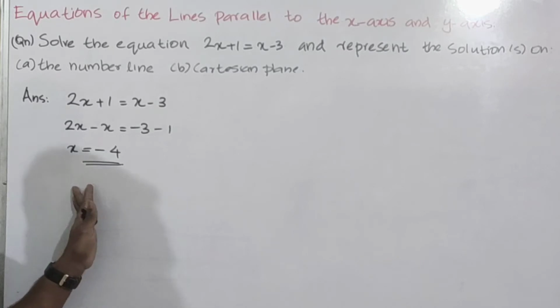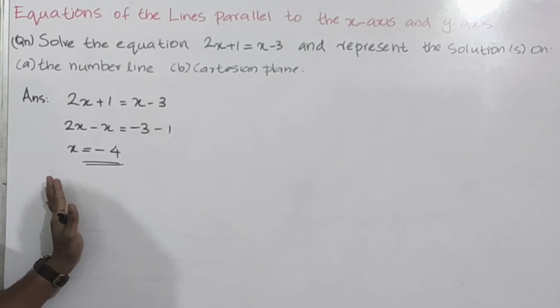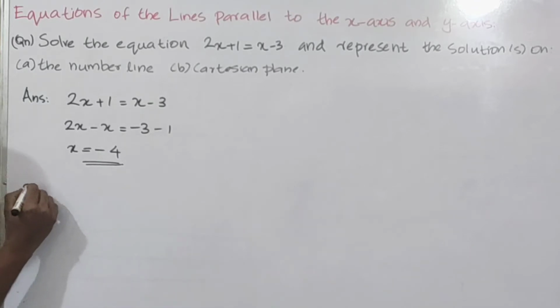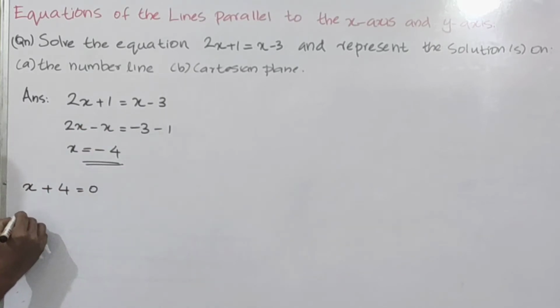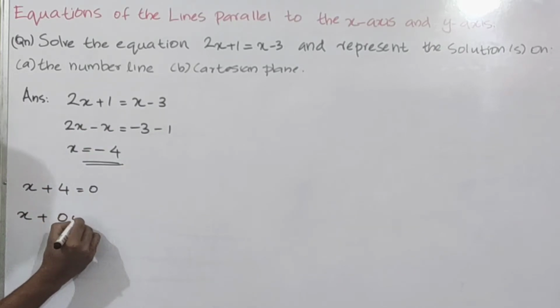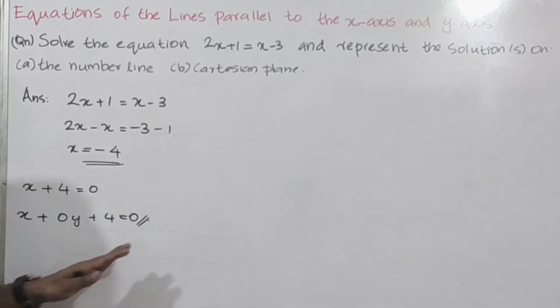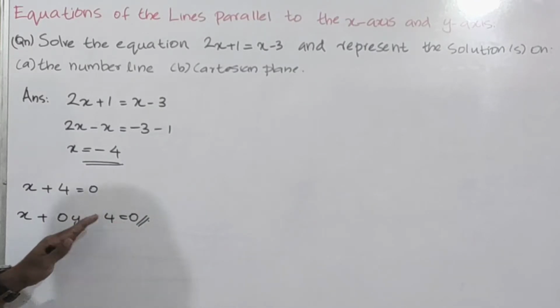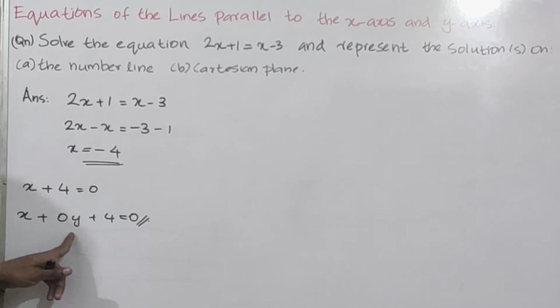Now we have seen all equations can be converted into the standard formula of a linear equation in two variables. How was that done? We will write x plus 4 is equal to 0, or more specifically we can write x plus 0y plus 4 is equal to 0. Now this is the formula of ax plus by plus c is equal to 0. Here b is clearly 0, so we cannot say this is a linear equation in two variables. It's a linear equation in one variable.